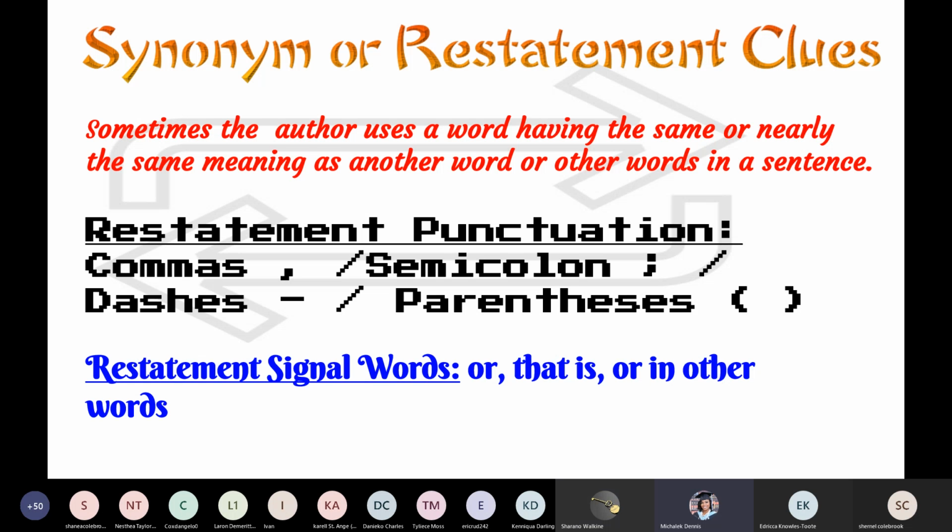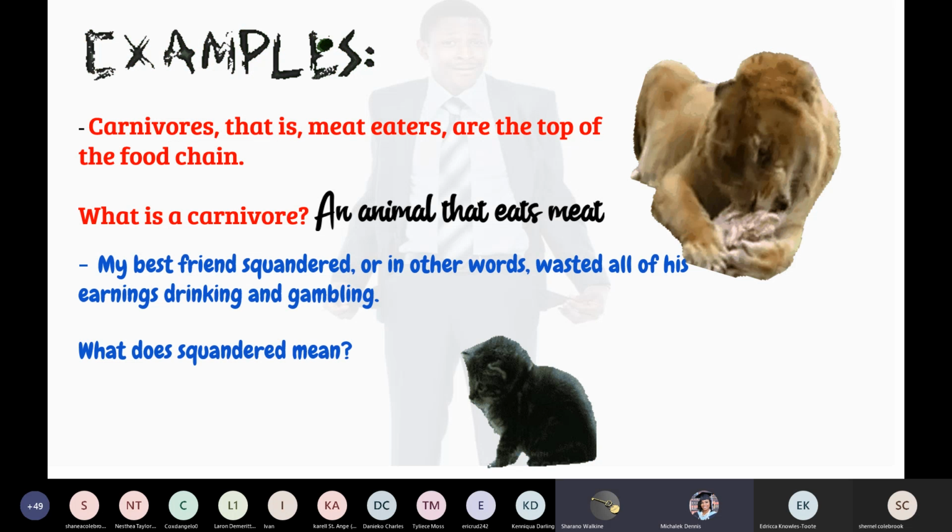Restatement signal words. We have some signal words that would indicate that this is a synonym or restatement clue. Or, that is, or in other words. Good job. I see other persons putting up. Good job. Or, you are correct. So let's look at an example.